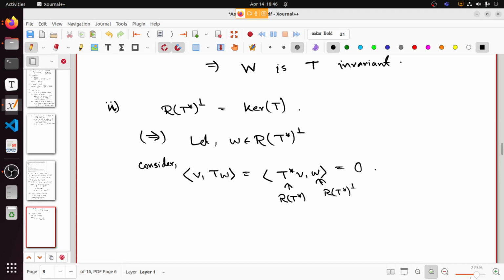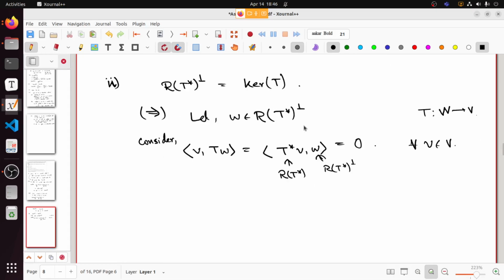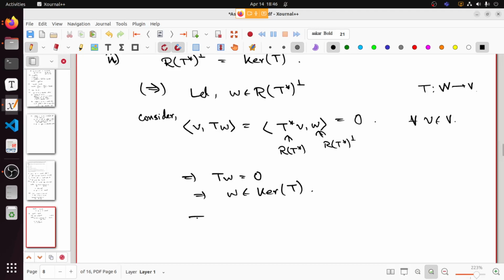So therefore this is 0 for all v in W. Suppose T is a map from V to W, sorry, W to V. If this is 0 for all v, which implies Tw is 0, which implies w belongs to the kernel of T. So we get the one-sided inclusion: range T star is a subset of kernel of T.